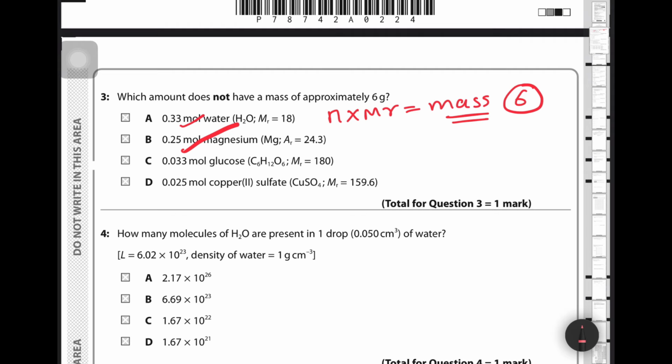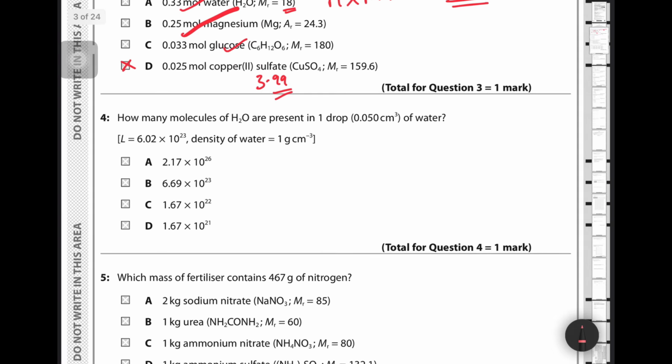0.33 times 180. This is also approximately 6. So I will get my answer D, 100% sure. This is coming to 3.99, which is not approximately 6 grams. So my answer is D. So you got the concept here, right? You have the moles, you have the MR or the AR. Just multiply, and you should see it should be not 6 or close to 6. So answer is D. Let's look at the fourth question.